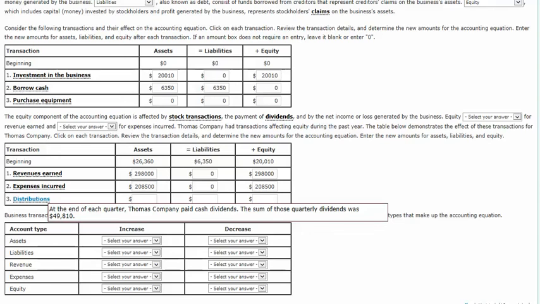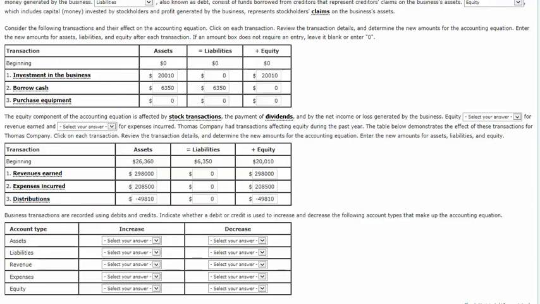Okay? And then it talks about distributions. This is where we're actually distributing some of our profits to the owner, and it says that at the end of each quarter, Thomas paid cash dividends, and the sum of those quarterly dividends was $49,810. So again, we'll put in a minus 49,810. No effect on our liability, and a minus 49,810. So we have now entered that information.